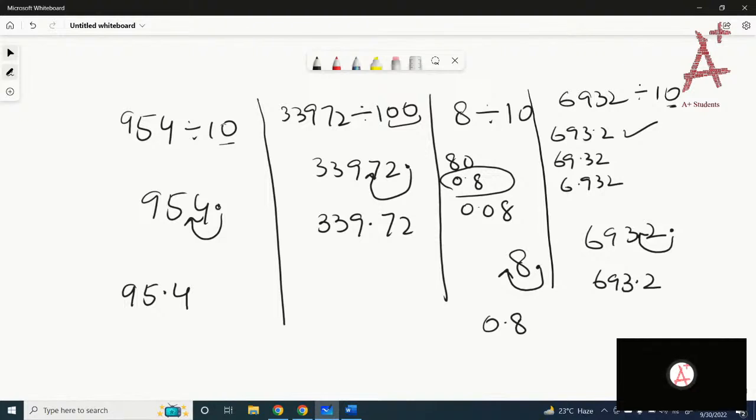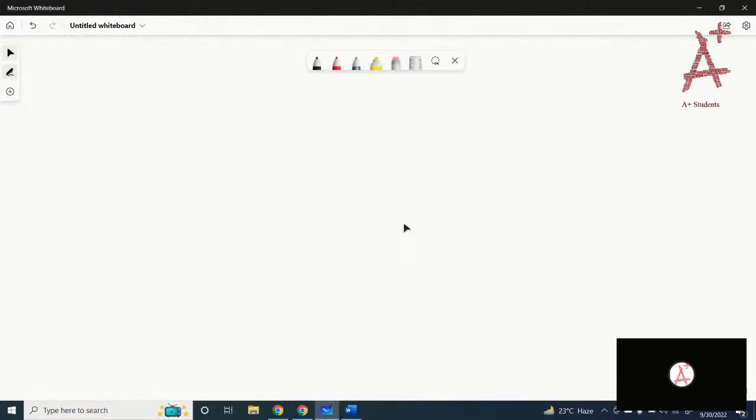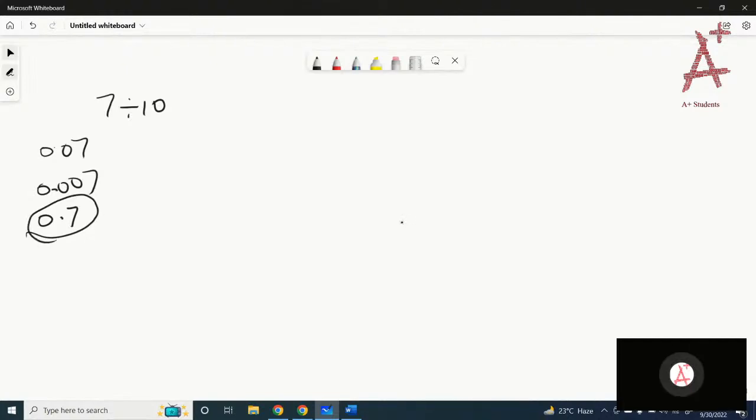Okay, so select the correct option. The first option is the correct one, and then click on the OK button. Okay, the next one is 7 divided by 10. So you are given the options 0.07, 0.007, and 0.7. So which option is the correct one? Do you know the answer? Yes, the third option is the correct one, because you have just 1 zero. You have to move the decimal point one place left. So when you move it one place left, it would be 0.7. So the third option is the correct one. Select the correct option and click on the OK button.